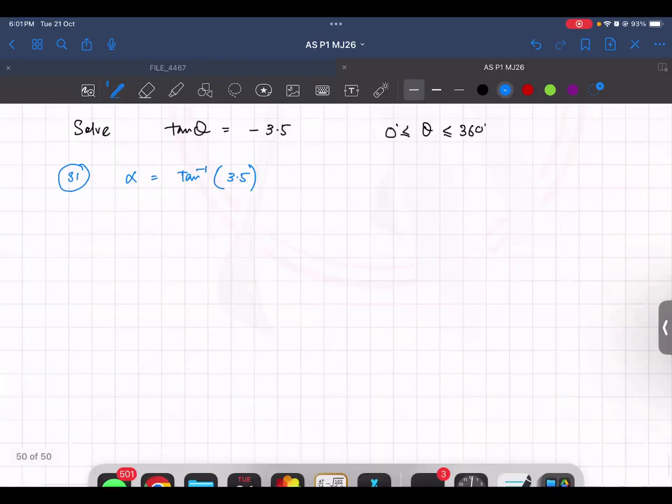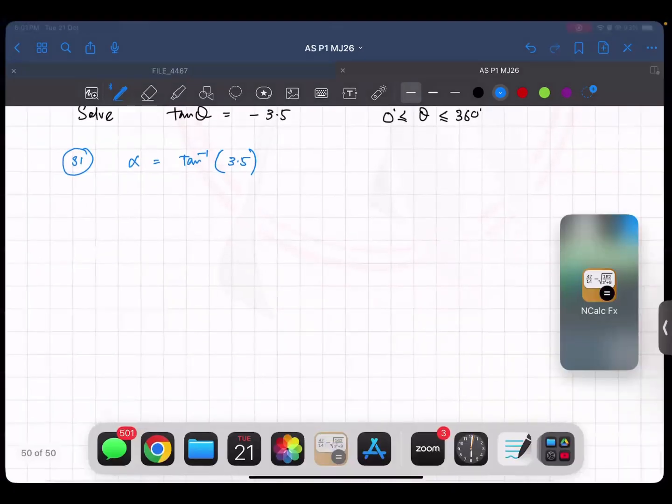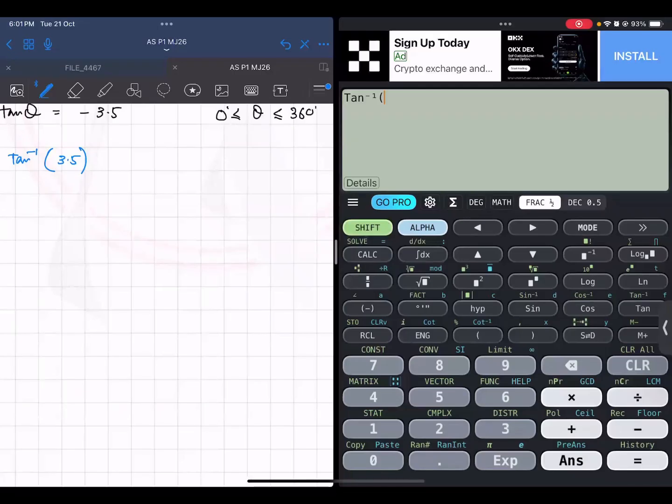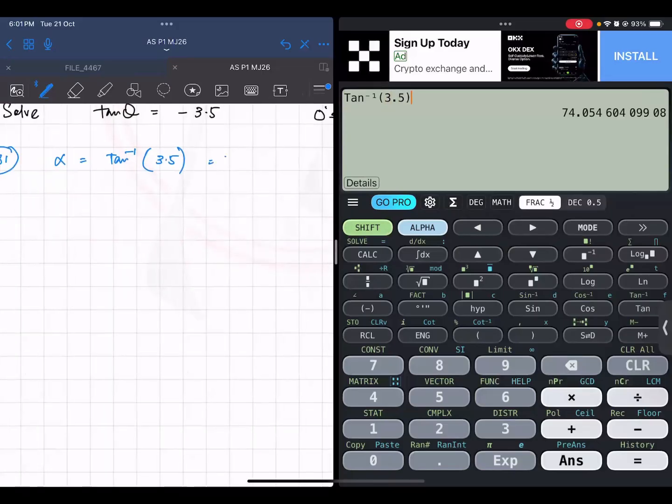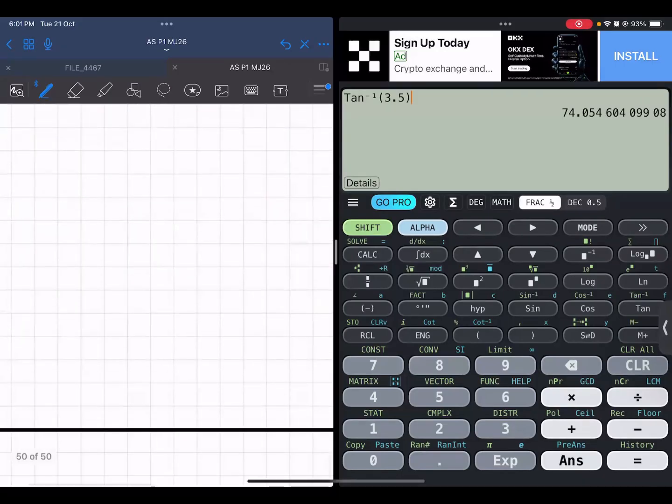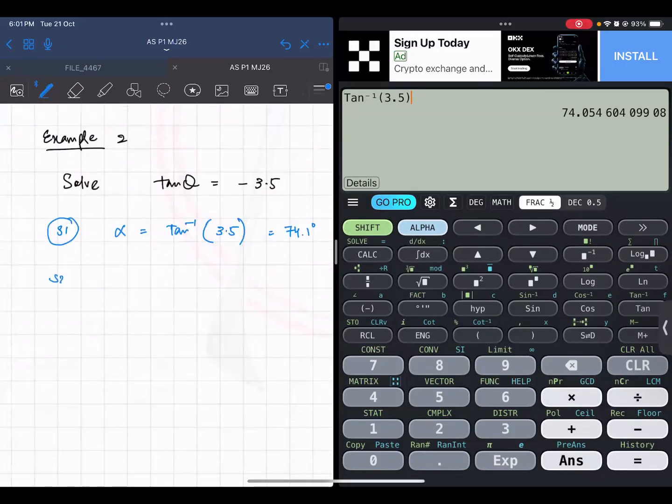So tan inverse of 3.5. Tan inverse of 3.5 is 74.1 something. This is your alpha. Now you will place it in the quadrants where the tan value is negative 3.5. So you will find the quadrants in which the tan is negative.